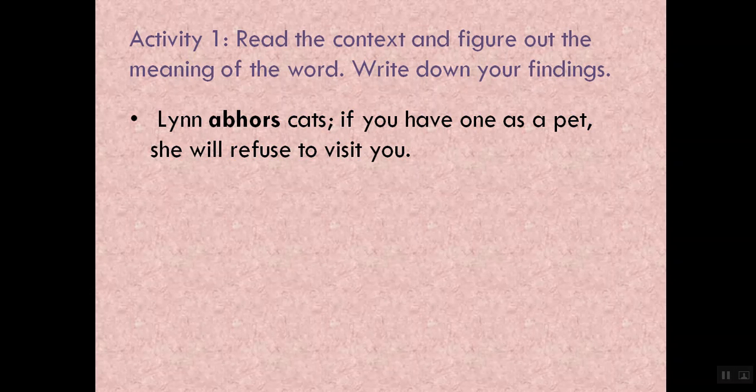Actually, you're going to find the unfamiliar word written in boldface. So here, read the first sentence. Len abhors cats. If you have one as a pet, she would refuse to visit you. Guess the meaning of the word abhor. The context here is that she will refuse to visit you. So the word refuse clarifies the meaning of abhor, because if she refuses something, it means that she doesn't prefer it or she doesn't love it. So this is the first sentence.